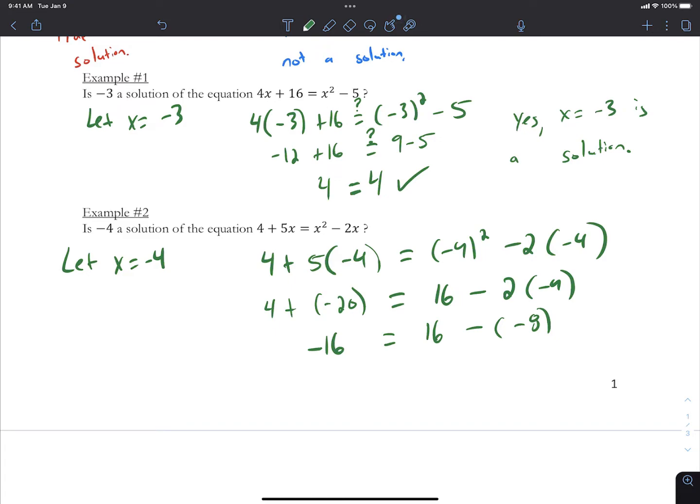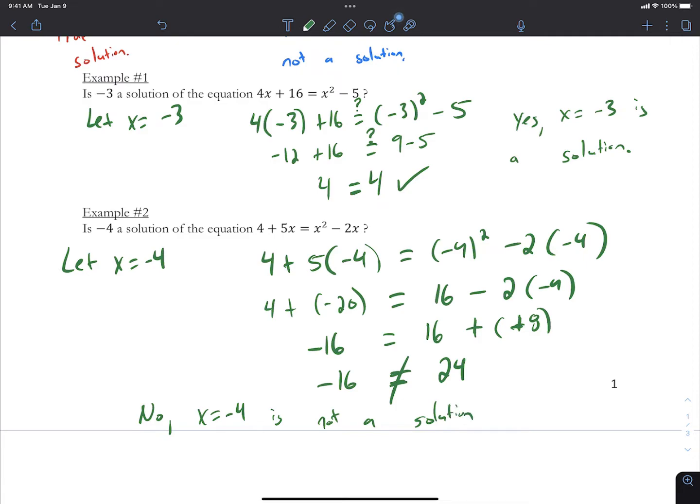And then 16 minus a -8 is the same thing as 16 plus 8. So we could turn both of those to positive to show that. It would be plus 8. So this would be -16 equals, so 16 plus 8 is what? 24. And these are not equal. So we would say, no, x equals -4 is not a solution.